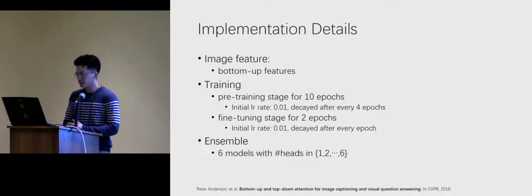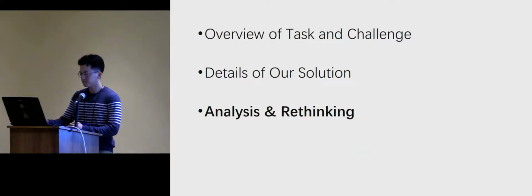Here are the implementation details of our solution. For the visual feature, we use the recent bottom-up features. During the training stage, we first pre-trained the model using only sparse annotations for 10 epochs, and then fine-tuned the model using the dense annotations for 2 epochs. We also apply an ensemble strategy with different numbers of multi-head encodings.